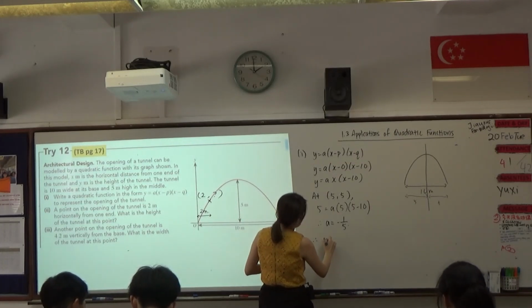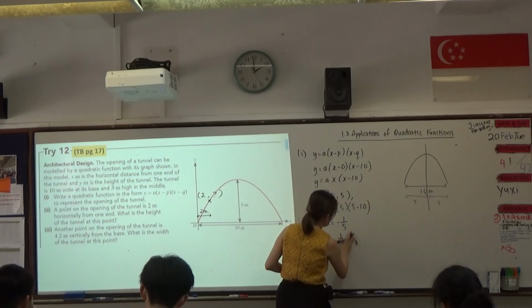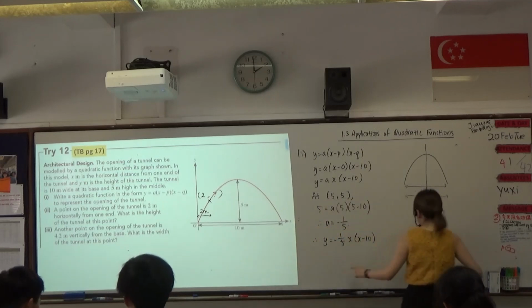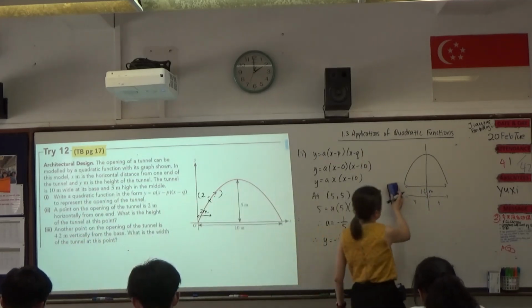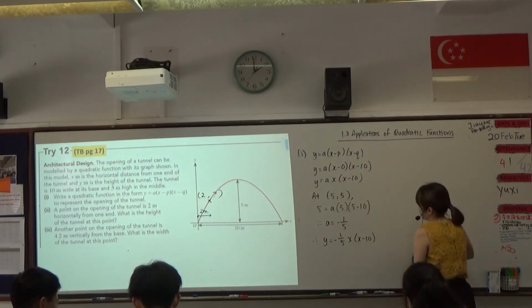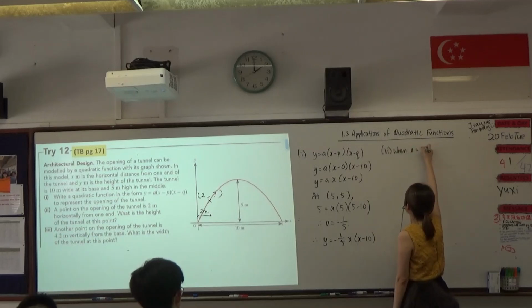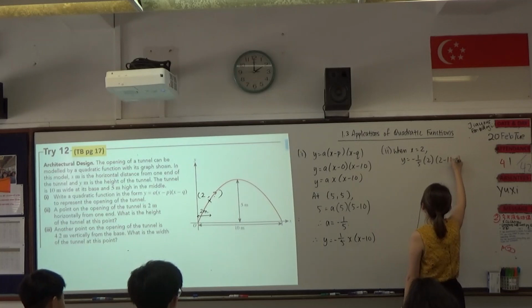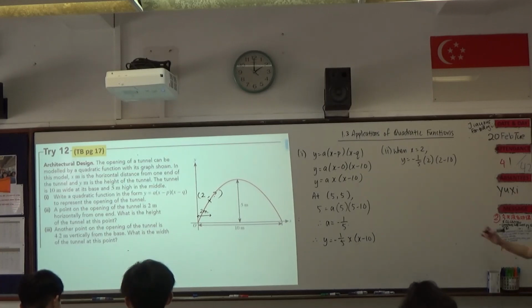The equation is y equals negative 1 over 5 x times (x minus 10). So this is the equation. When x equals 2, we find the height. That will give us, what's the answer? 3.2, right?